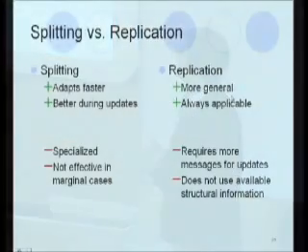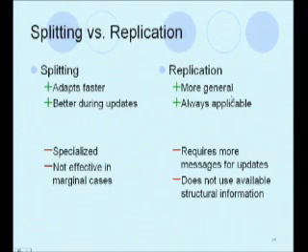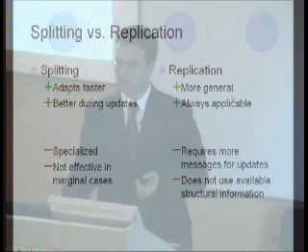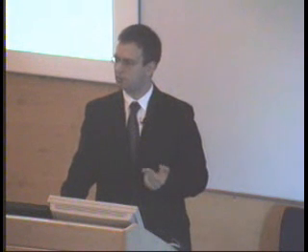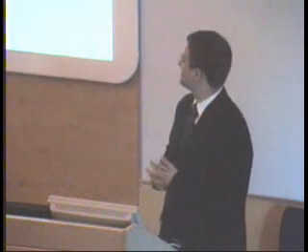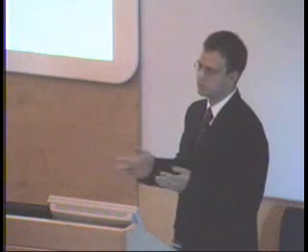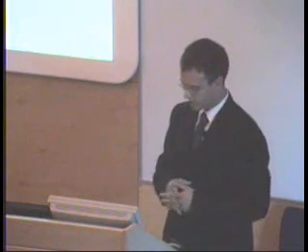So how is splitting compared to replication? Splitting adapts faster because it uses the structural information in the data, and it's better during updates because you need to only update at most 2 replicas. Of course, it's specialized because it needs hierarchical data to work, and it's not effective in marginal cases where the hierarchy is not deep enough, for example. But in marginal cases, you can always revert to replication, which is more general and is always applicable, but it requires more messages during updates, and it does not use structural information if you have it.